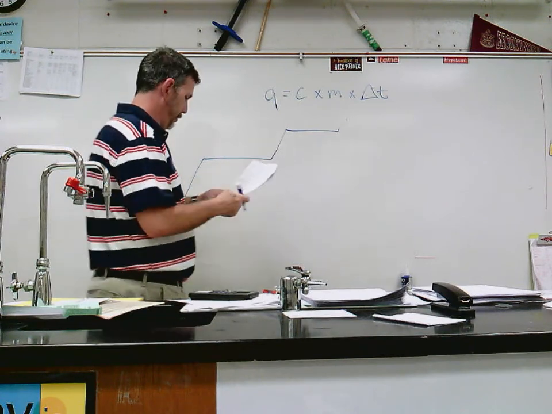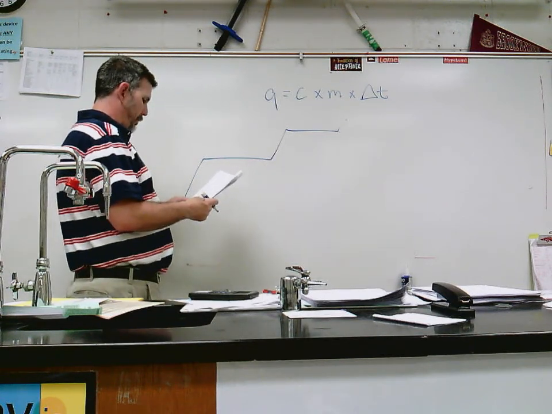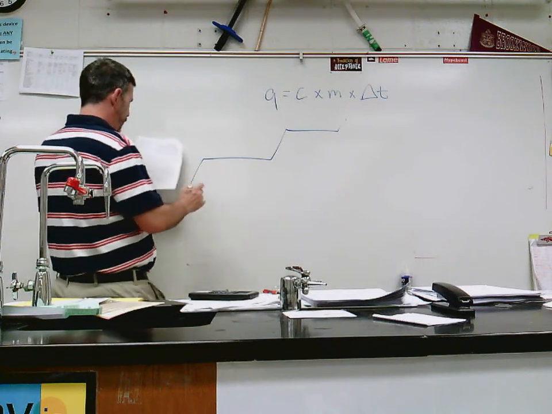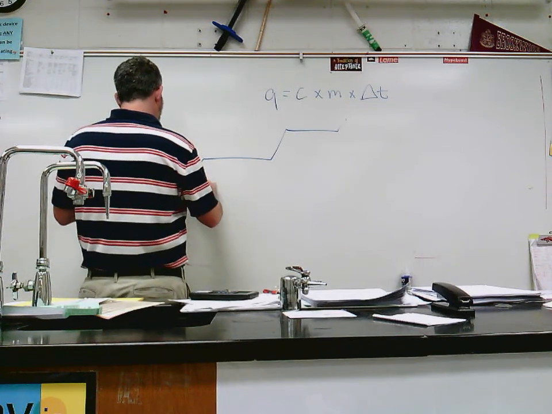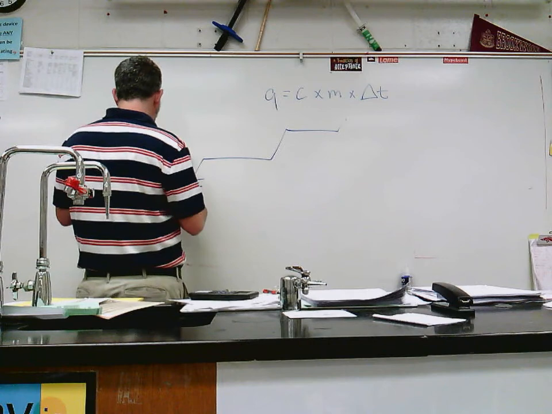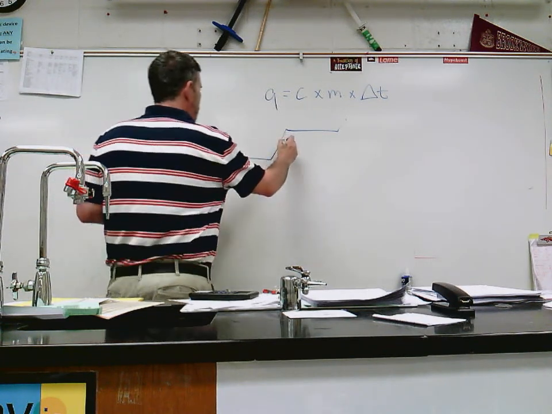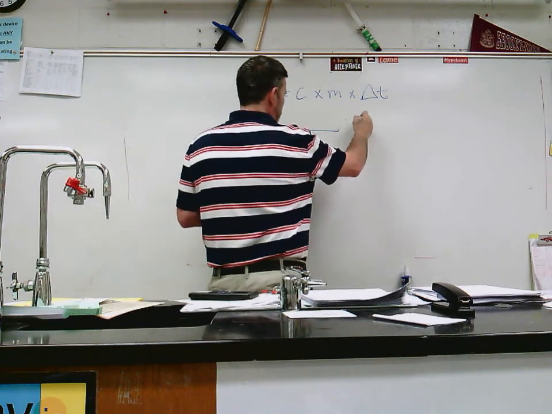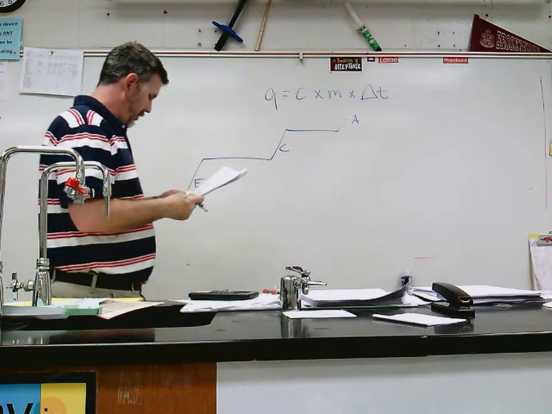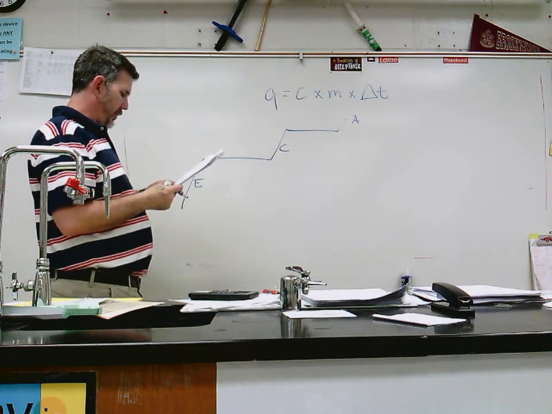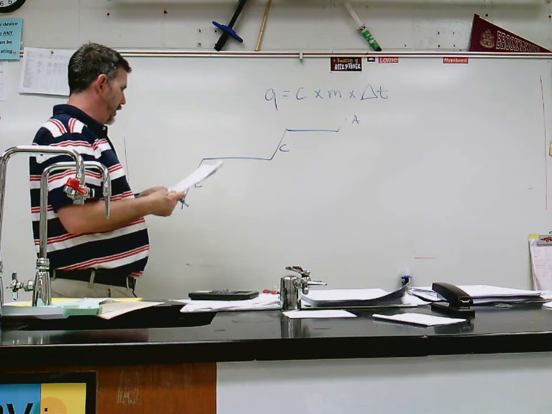Which letter represents a solid? Well, on your little chart, it's down here. It's the first slope, so that would be E. A liquid, that would be C, and that would be A. The little one at the end is the gas. A temperature change occurs during a phase change. True or false? Well, it's flat.